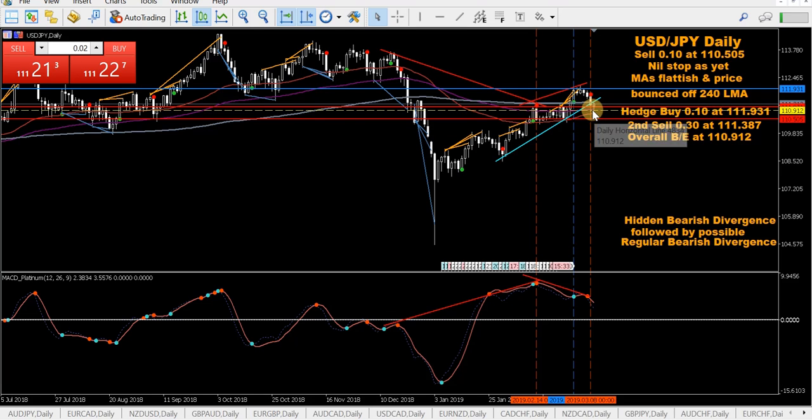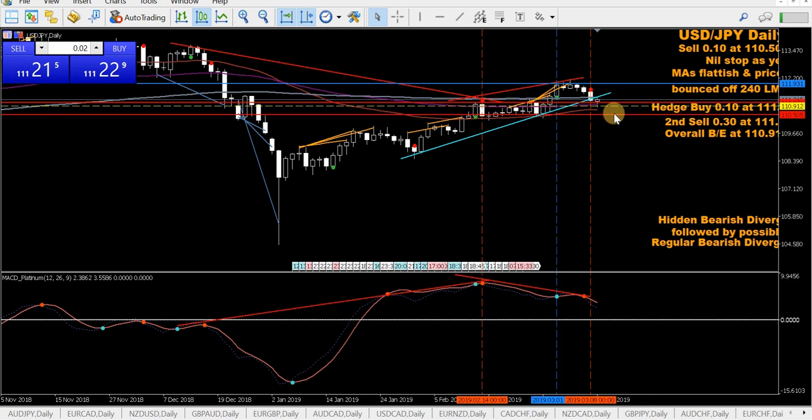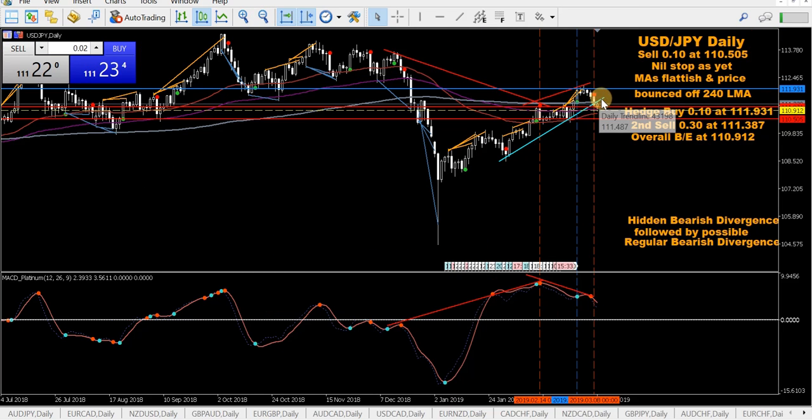It did poke down through my overall break-even, which is this. I'll just see if I can, might lose some of the writing there, but you can see it a little bit better. That yellow dotted line is overall break-even level at 110.912. Poked down there a little bit today, but hasn't really continued down and pulled back up above it. So ideally I want to see the price of the USD Japanese yen roll over and go down, and then I can start looking at exiting.